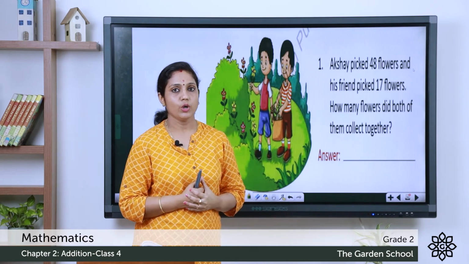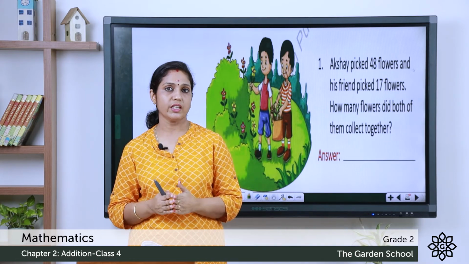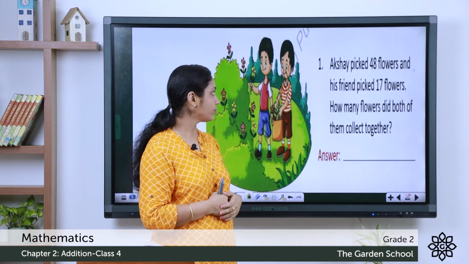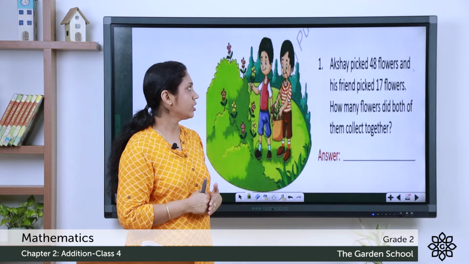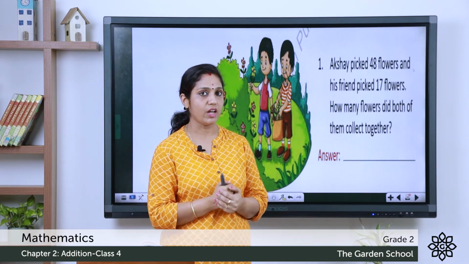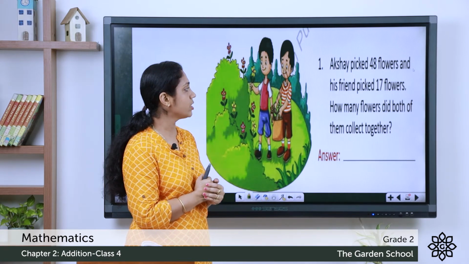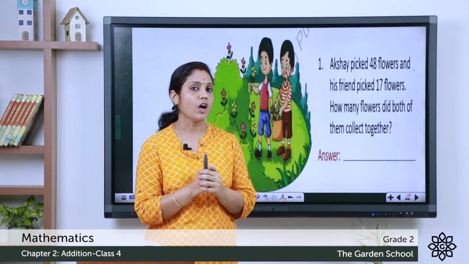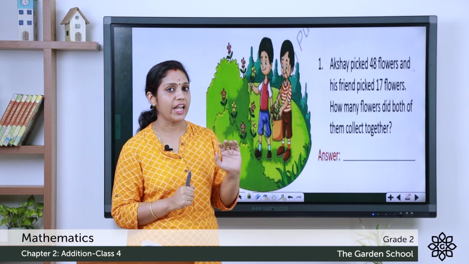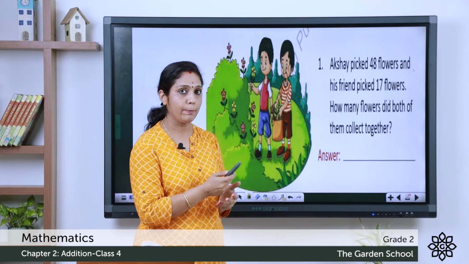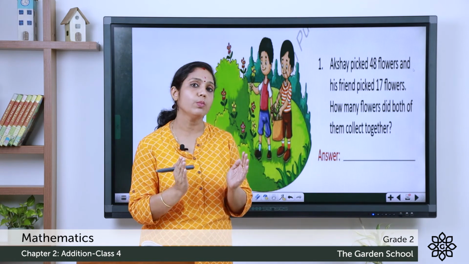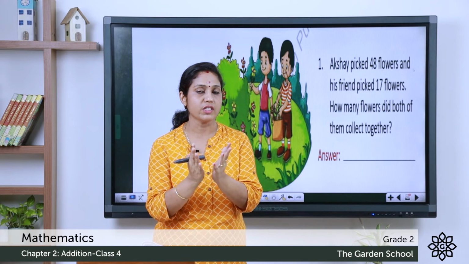So you can take down in your notebook, write the question, write today's date and write word problem as heading and take down this question. I'll read it out. Akshay picked 48 flowers and his friend picked 17 flowers. How many flowers did both of them collect together? So how many flowers did Akshay collect? Akshay picked 48 flowers and Akshay's friend picked 17 flowers. Now we have to find out how many flowers both of them collected together. Total how many flowers did they get?